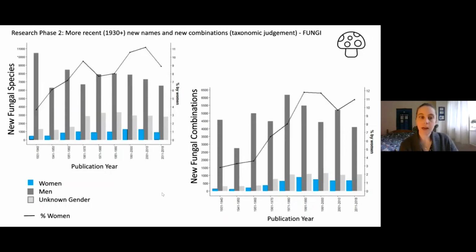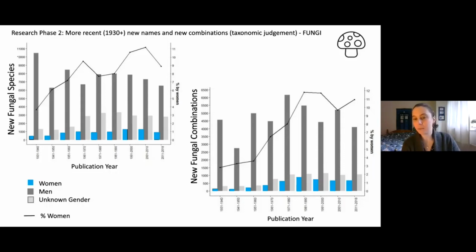Taking it over into fungi, the situation is fairly similar, maybe slightly lower. In the past decade or two, this ranged from about 9 to 11% women naming new fungi. And for new combinations, it's about the same, between say 10 and 11% of the new fungal combinations have been done by women.